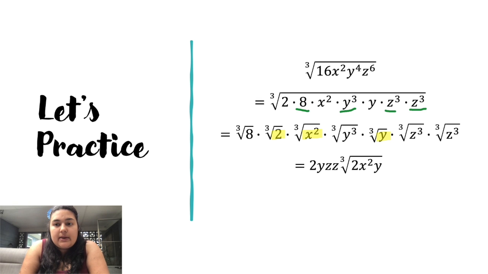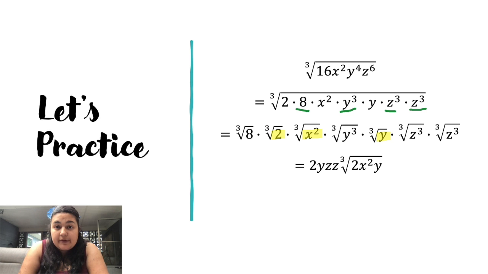Okay, let's put them back. So outside of that radical sign, again, I have 2 times y times z, and then I have the cube root of the other guys. Okay, they were left over. I know, kind of sad. I feel bad for them too.